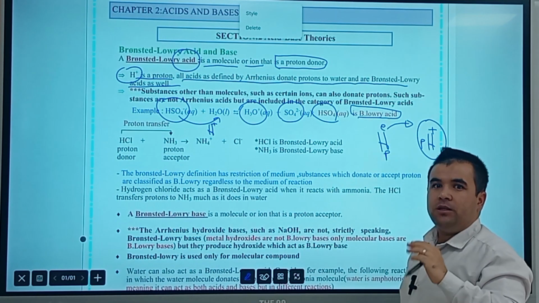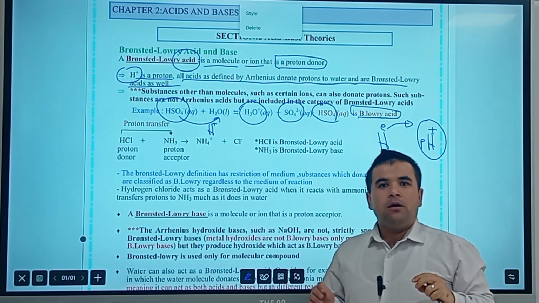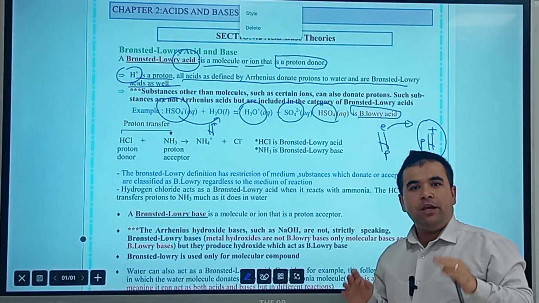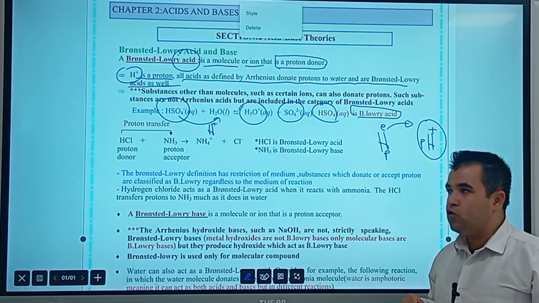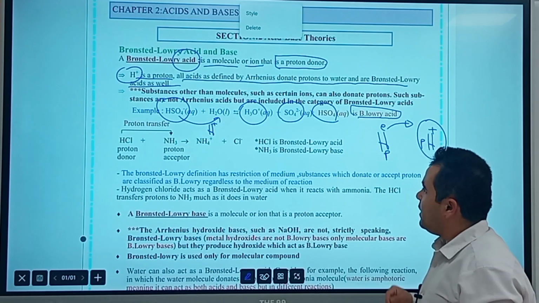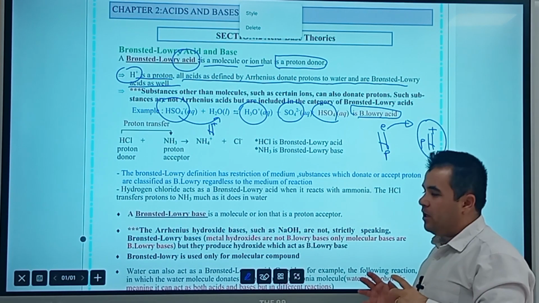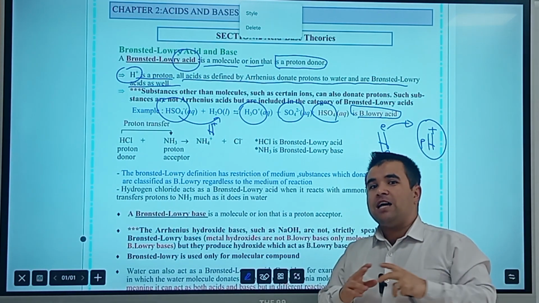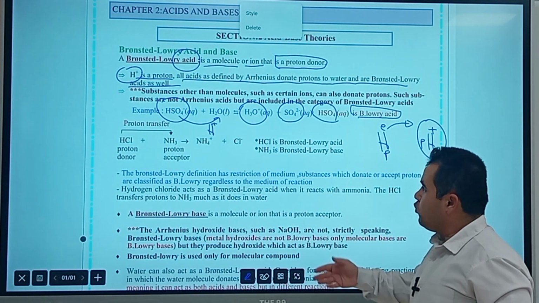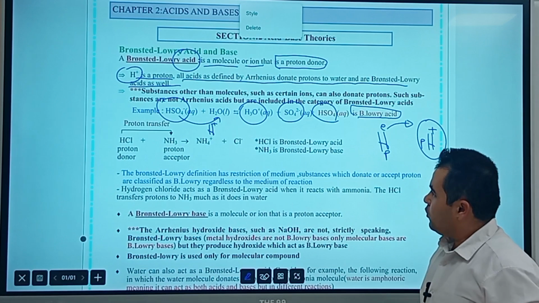It cannot be defined as an Arrhenius acid. Why? Because it's an ion. If you remember, we said the Arrhenius should be neutrals, not ions, and in aqueous medium as well. So Bronsted-Lowry has no restriction for the medium. We'll be talking about that later on.